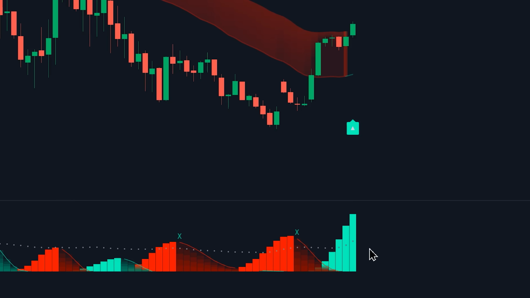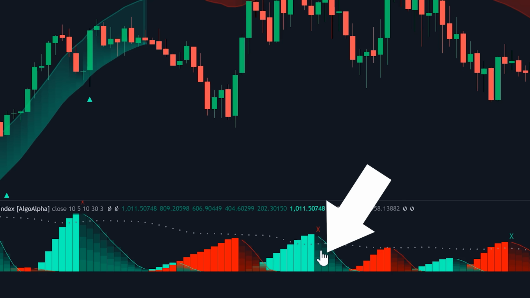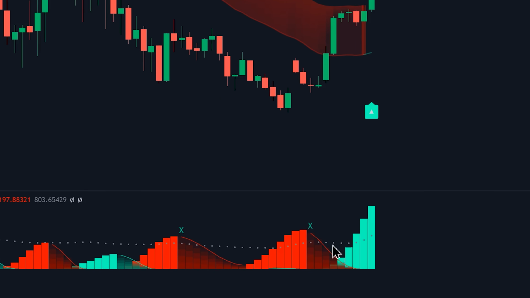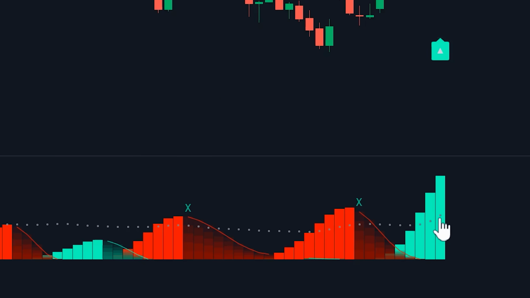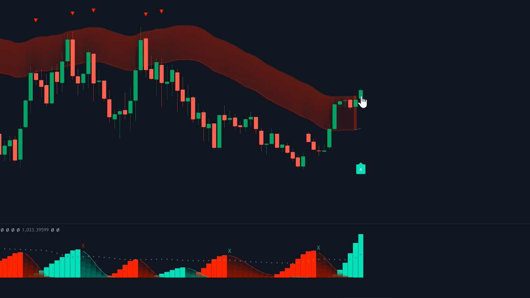Number 1, we need to have a bright green histogram bar corresponding to the buy signal. And remember, it should be bright green, like this. If it's dark green, like this one, the entry would become invalid. Number 2, we want this green histogram to close above this dotted threshold. That would indicate that the bullish momentum of the market is super strong, which increases the probability of this trade becoming profitable. We enter a long trade.